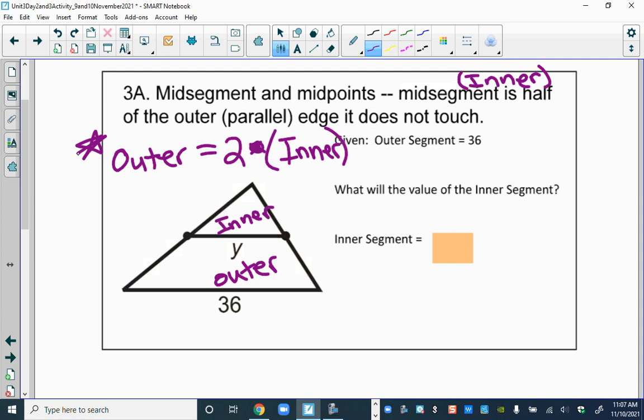Now, do we have enough information to get the value of y? Yes. We do. Well, if we follow this little equation, or our formula, well, what's our outer value? 36. 36 equals 2 times, well, what's our inner value? We're going to be dividing, but for right now, just given what we see, what are we going to first replace the inner with? What variable or expression?